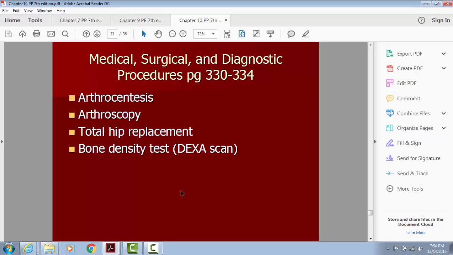And then bone density test or a DEXA scan, which is on page 334. This is a test that's used to determine if a patient has osteoporosis. And so they measure in a number to determine if they have any wasting away of the bones, if their bones are beginning to get porotic or spongy, to determine if a patient has osteopenia, the beginning of bone loss, or osteoporosis.